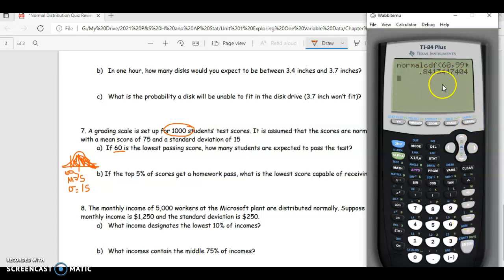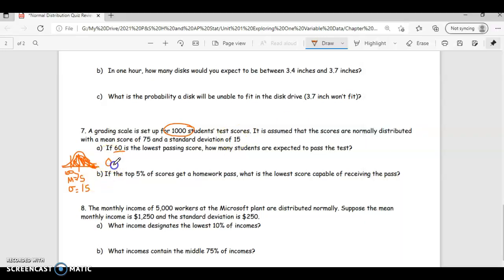So the percent, oh, it's close to 84%. So I get 0.841 or 84.1%. But of 1,000 students means I multiply that by 1,000. And this is easy without a calculator. You get 841. So 841 of those 1,000 students are expected to pass.